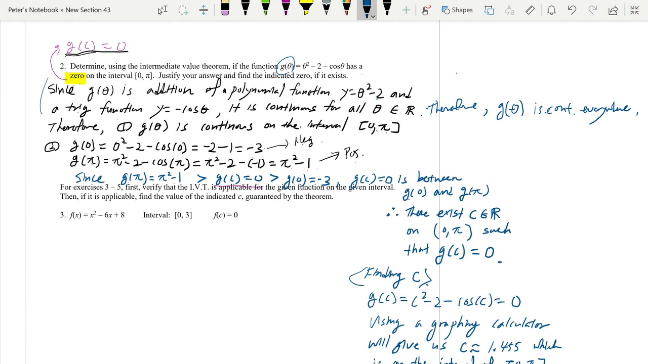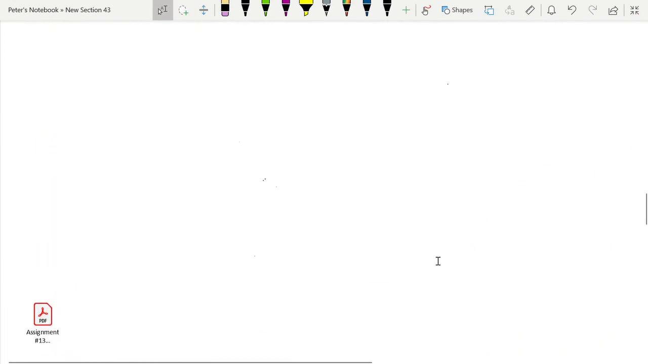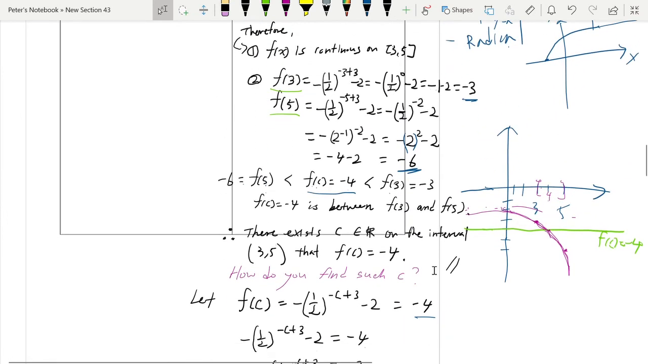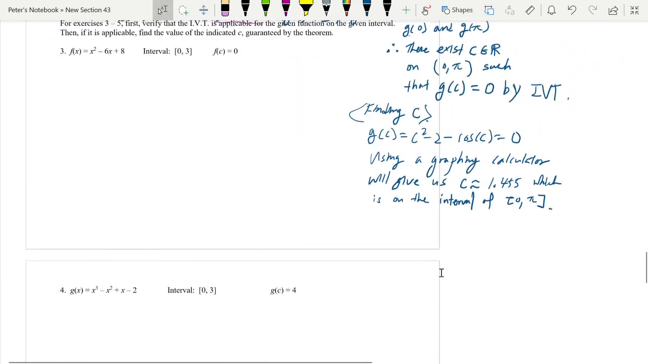Okay. And oh, you also have to actually say this one here, by IVT. I also forgot to write that down over there, right? Here, by IVT, there exists c, any real number c on the closed interval 3, 5, such that f of c is equal to negative 4 by the intermediate value theorem. Okay.